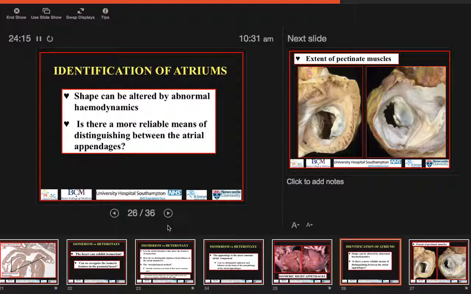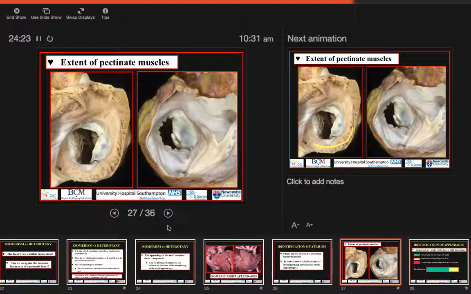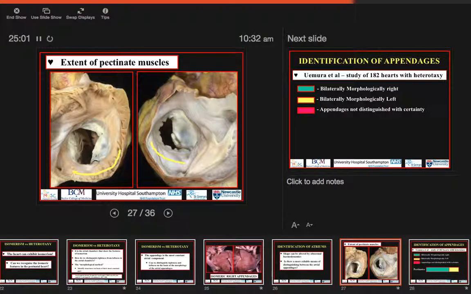So we tried to find a means of distinguishing the appendages that did not only determine on shape. And a young Japanese worker from Osaka came and worked with me in the Brompton Hospital in the 1990s, and he made this observation. You're looking down now on the atrioventricular junctions from the atrial aspect. This is the tricuspid junction, this is the mitral junction. And Dr. Uemura pointed out that on the morphologically right side, the pectinate muscles go all the way around the junction and reach the crux. Dr. Deshpande showed you what the crux is. On the other side, the pectinate muscles are confined within the appendage. And then we also now know that here, within the morphologically left junction, we will find the coronary sinus.